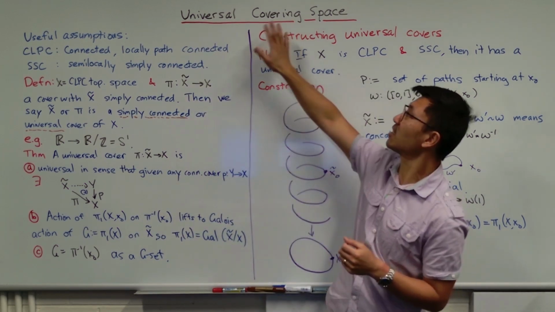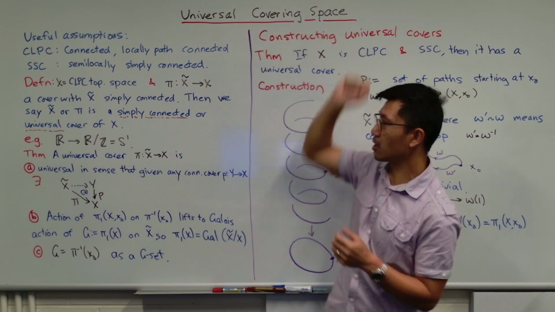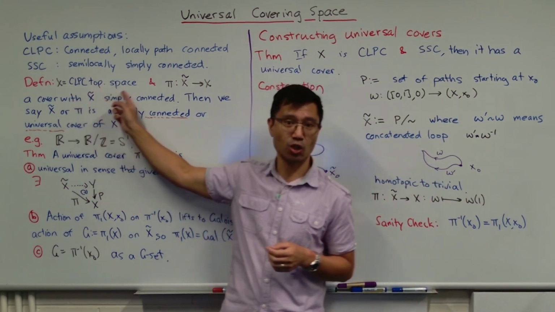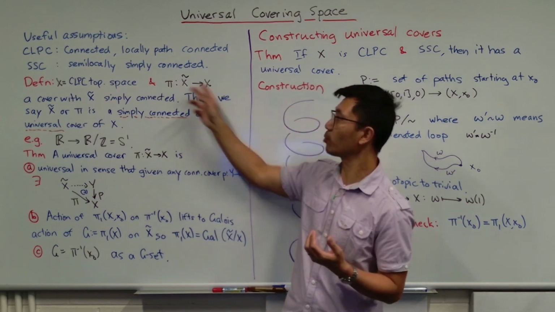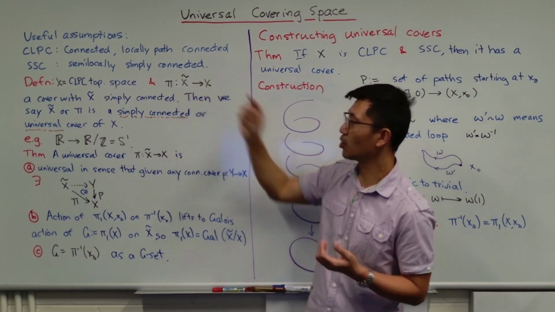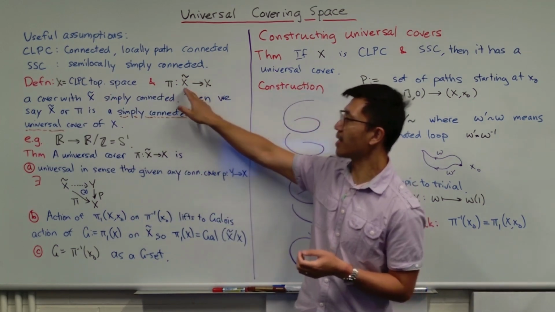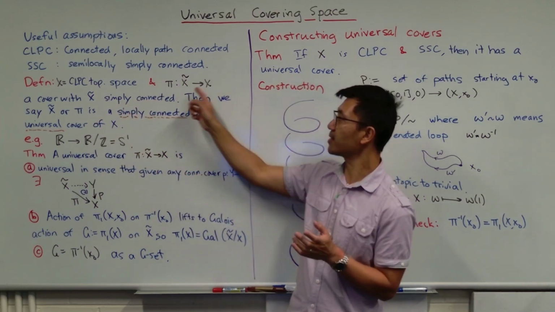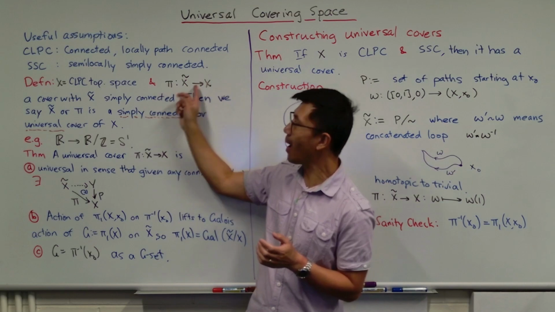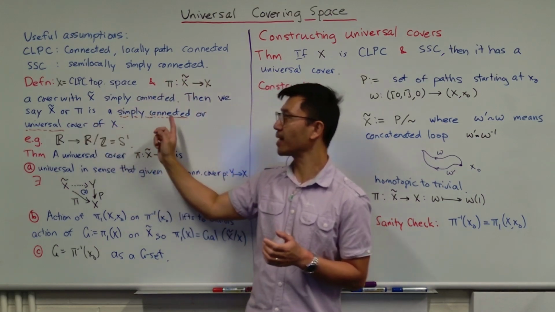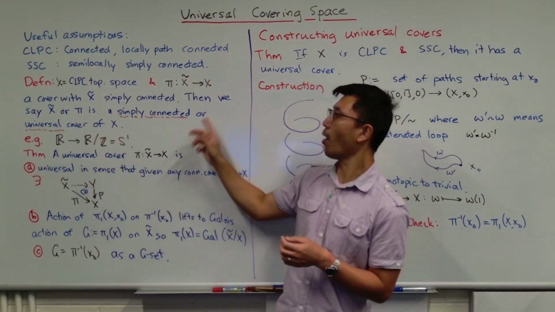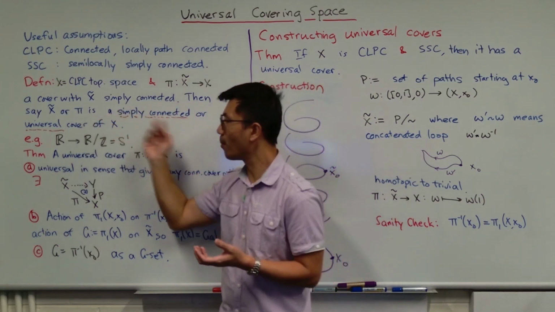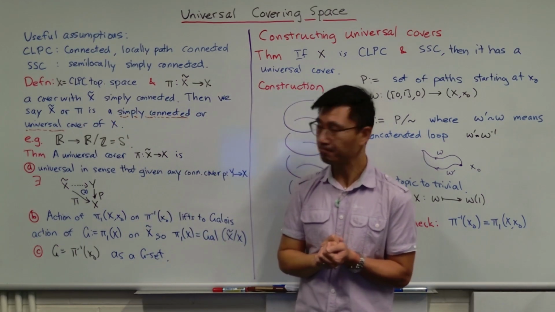Firstly, let's define the universal covering space. Suppose X here is a connected, locally path-connected topological space, and we have a covering projection pi from X tilde to X. And suppose this X tilde is simply connected. In that case, we'll say that this X tilde, or more precisely, the actual map pi, is a simply connected cover of X, or a universal cover of X. So that's two different terminologies for the same thing.